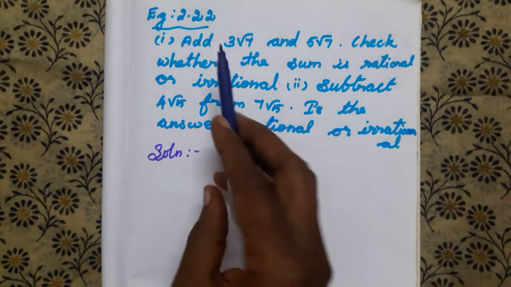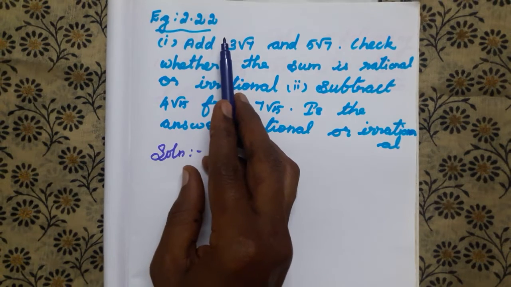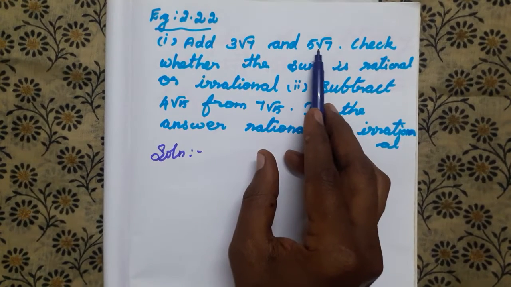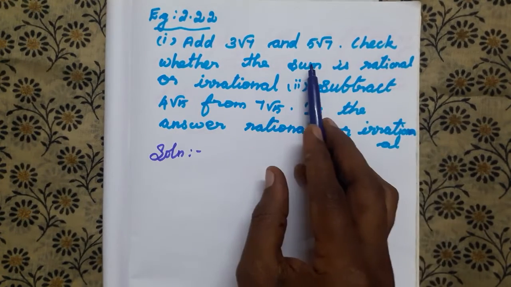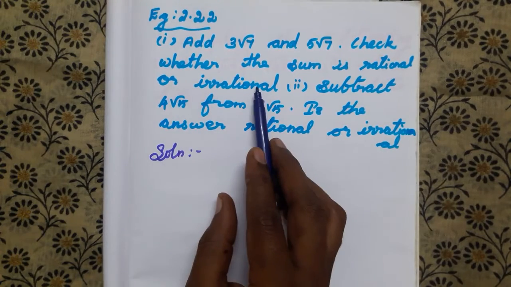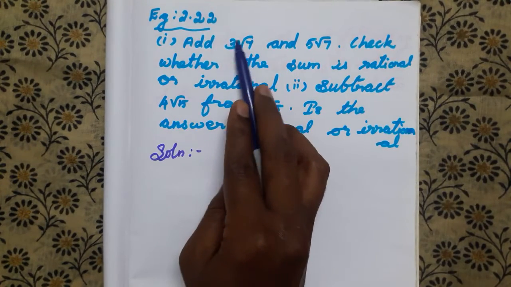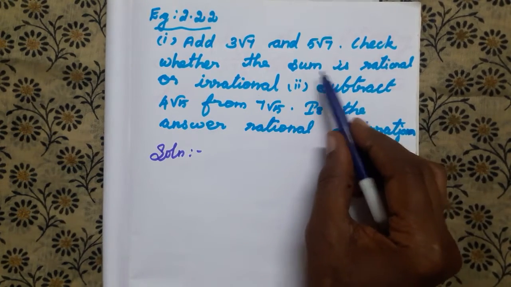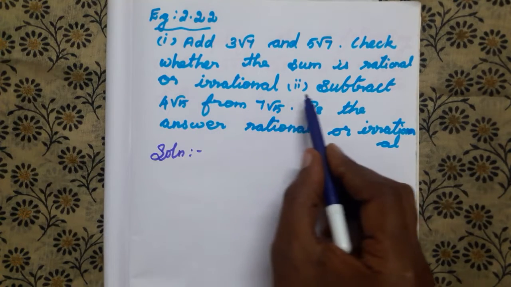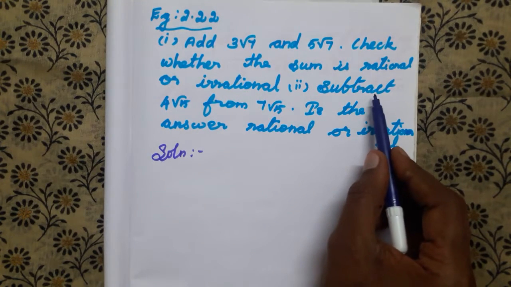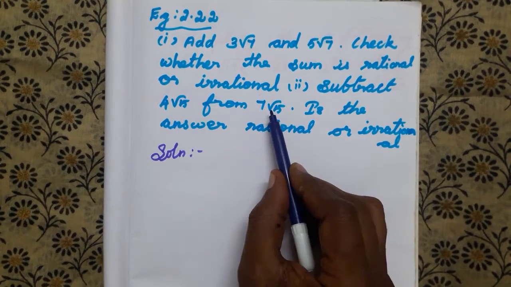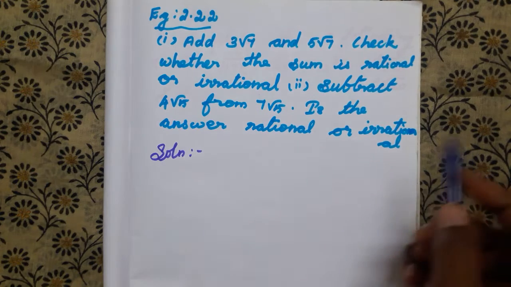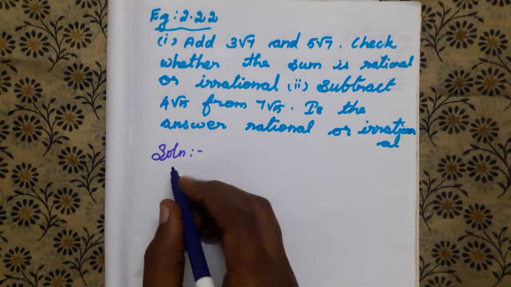Now I am going to explain example 2.22. Add 3 root 7 and 5 root 7. Check whether the sum is rational or irrational. Second one, subtract 4 root 5 from 7 root 5. Is the answer rational or irrational? We can do the first problem.